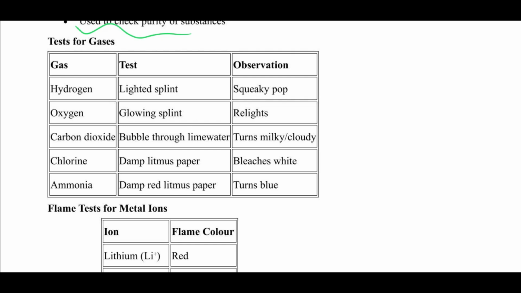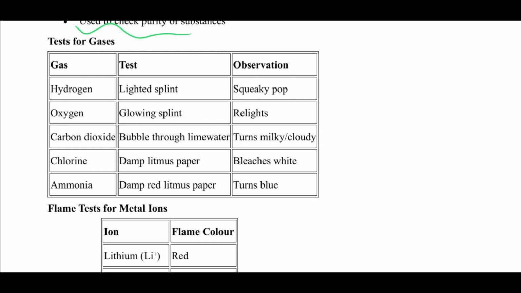For example, for hydrogen gas, the test is a lighted splint. You will hear a squeaky pop sound, and that means hydrogen has been produced. For oxygen, there will be a glowing splint, and you will see it relight. So this is for oxygen. How can you test the presence of oxygen? Through the glowing splint.